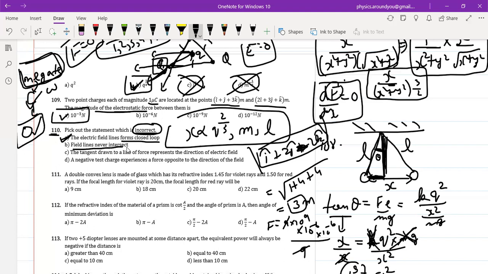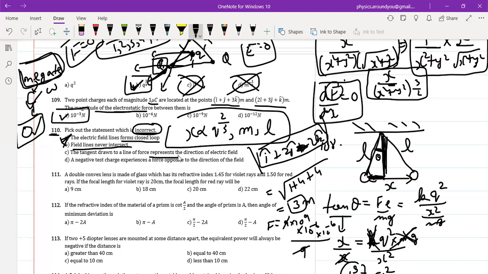Field lines never intersect. What is the negation? Field lines intersect. Is it correct? Of course not correct, because field lines can't intersect. So B option is wrong. The tangent drawn to a line of force represents the direction of electric field. What is the negation? Does not represent. Is it correct? No, it actually represents. So this is how you go with the incorrect tagline.